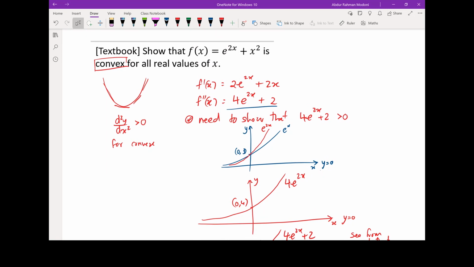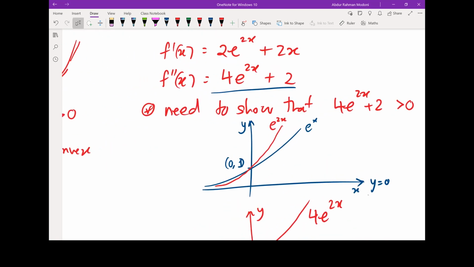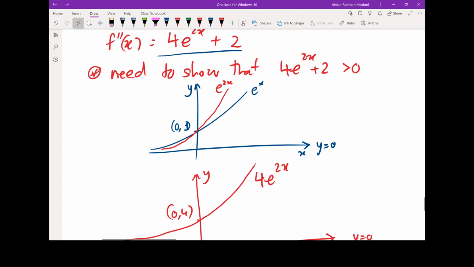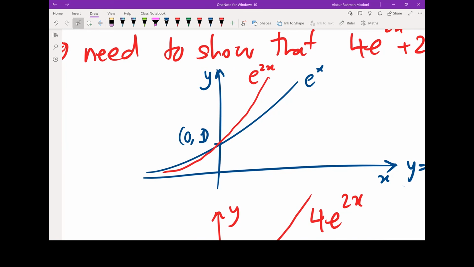Other ways you could do this, algebraically, for instance, well, we can say that e^(2x) is always going to be positive for all values of x. Isn't that true? Yeah, you can look at a very large negative value and a very large positive value. e^(2x) is always greater than 0. Can you look at that? e^(2x) is always greater than 0.